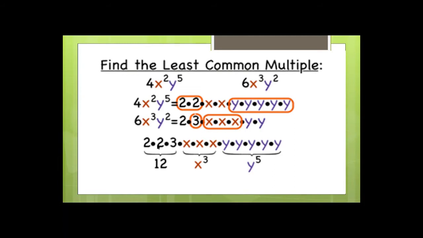Now we have to take the highest power, highest degree. So 2 two times, 3 only one time, x, the highest degree of x is 3 here, and the highest degree of y is 5. Highest degree of 2 is 2 and highest degree of 3 is 1. So 2 times 2 is 4, 4 times 3 is 12, x3, y5. So the LCM of 4x square y5 and 6x cube y square is 12x3 y5.